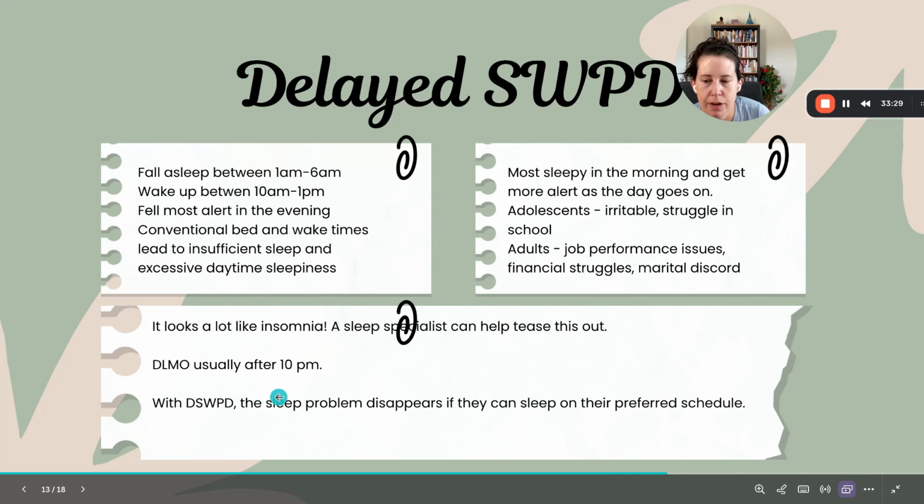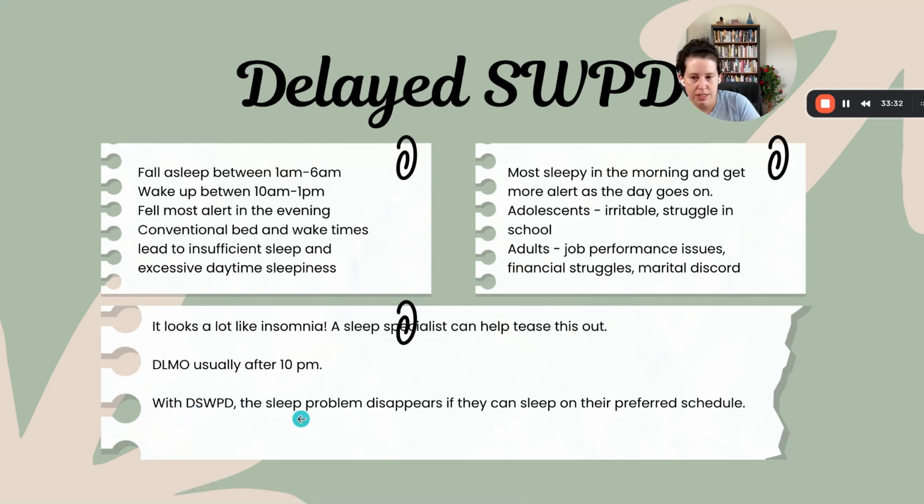So really, how do you know the difference? With a delayed sleep-wake phase disorder, their sleep problem disappears if they could just sleep. The problem is the schedule. If they could just sleep on their preferred schedule, they sleep well. If they can go to bed at 3 and sleep till noon, they sleep great. They're happy, they have energy, their sleep looks really good. It's when they're trying to shove it into this time that just does not work for them.